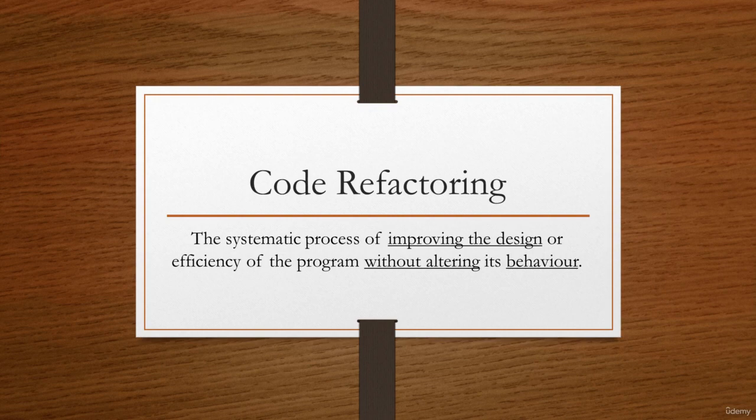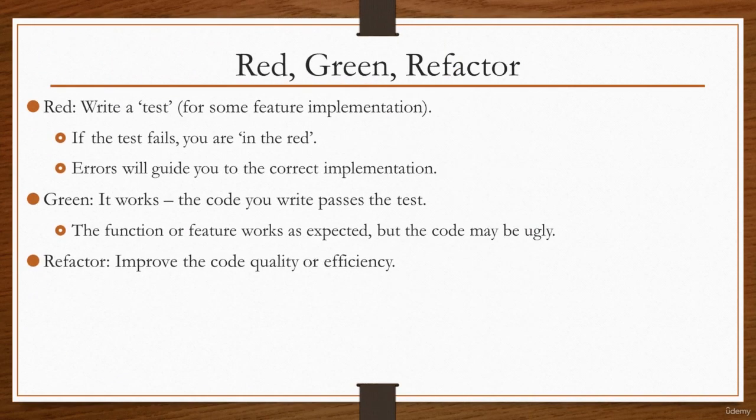So code refactoring you can think of as the systematic process of improving the design or efficiency of the program without altering or changing its behavior. So we have these three phases in something called test-driven development, and we start off in the red phase, and this is basically where we write a test, which is some feature implementation.